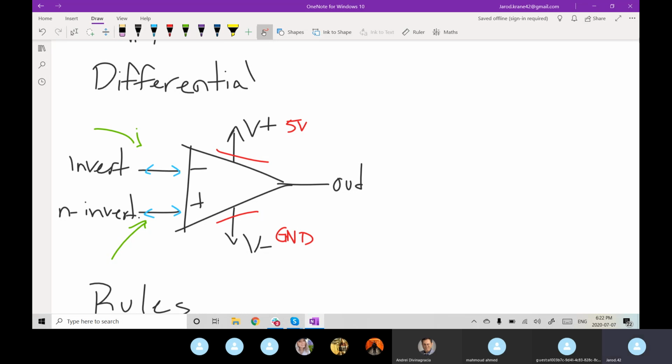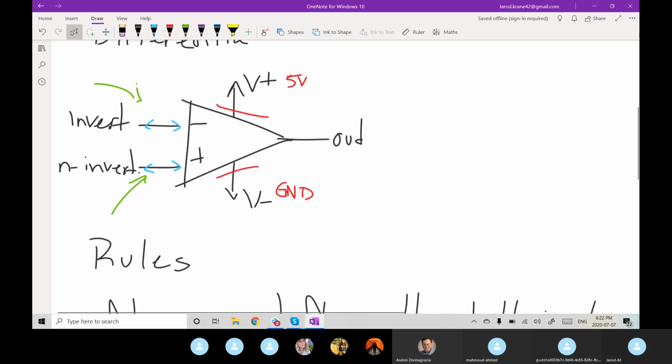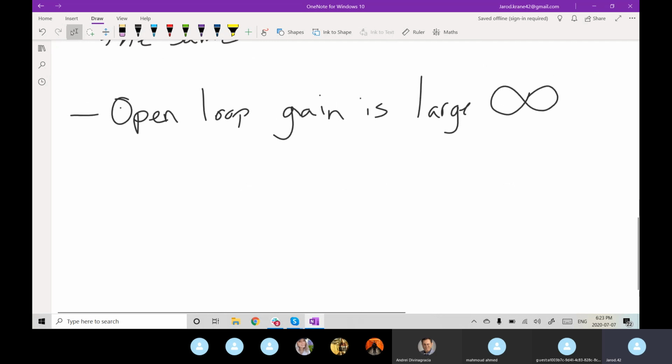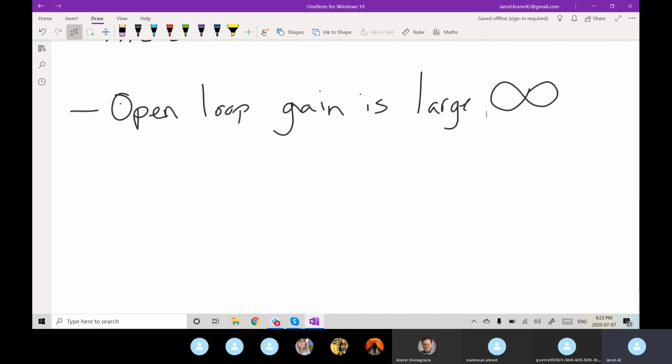Any questions on the setup of an op-amp or the rules with it? What's gain? Gain, I'll mention it when we get to the non-inverting and inverting systems. But gain basically is some multiplier from input to output.